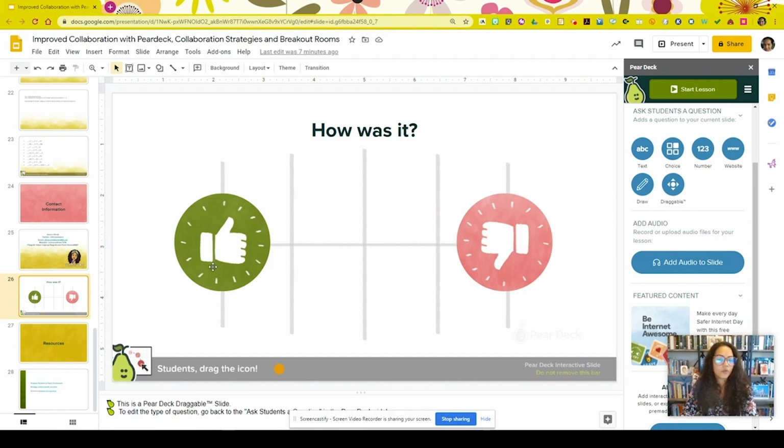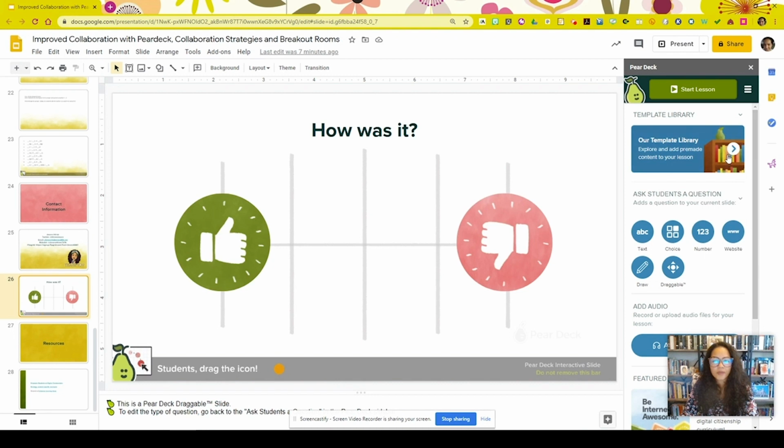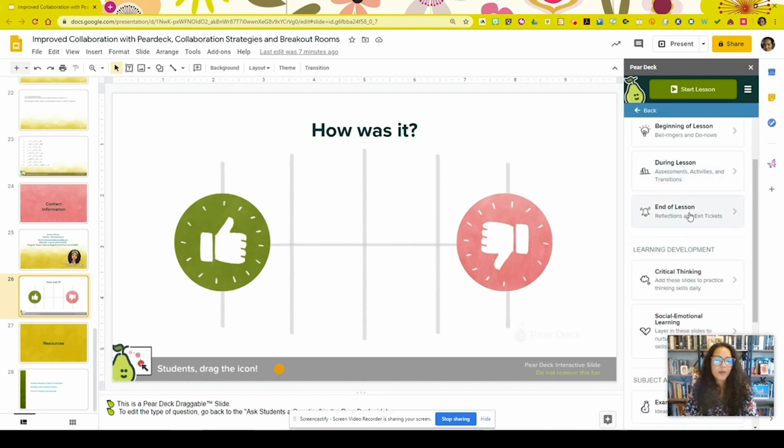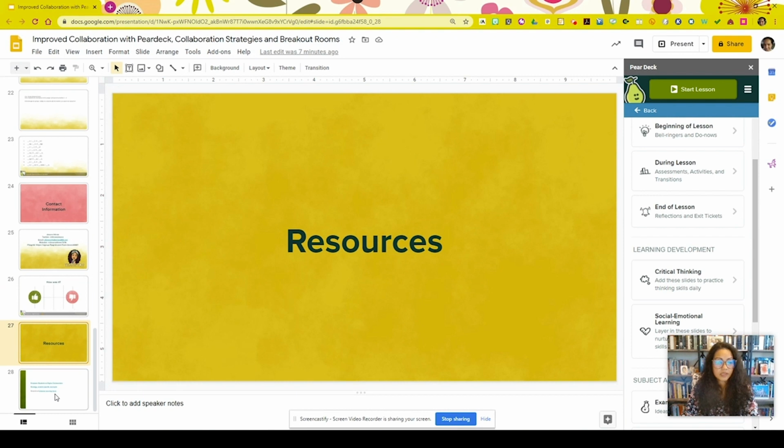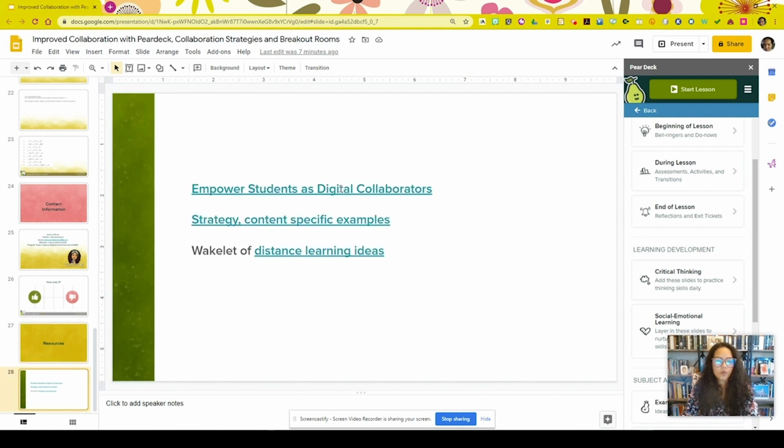So of course, another quick thing from the template gallery. I took this from the end of a lesson as an exit ticket. Again, another awesome way to engage with students, but also to get feedback from your students about what's going on. And then, of course, the resources. I'm going to open these for you just so you can see what they look like.